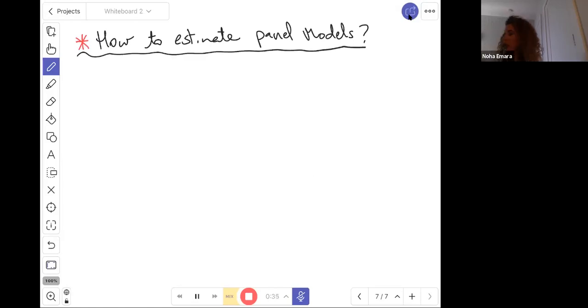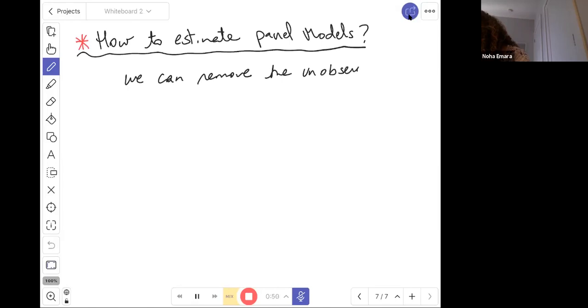cross-section fixed effects. How can I remove the unobserved factors? Again, the unobserved factors like culture, like the density of cars on the road, like a person's motivation, a person's IQ, a person's ability, things that I don't see. So we need to remove these out of the error term, right? So we can remove these unobserved factors by using different ways.